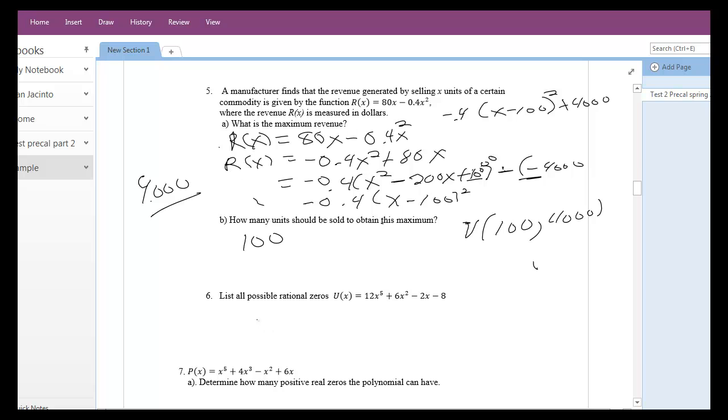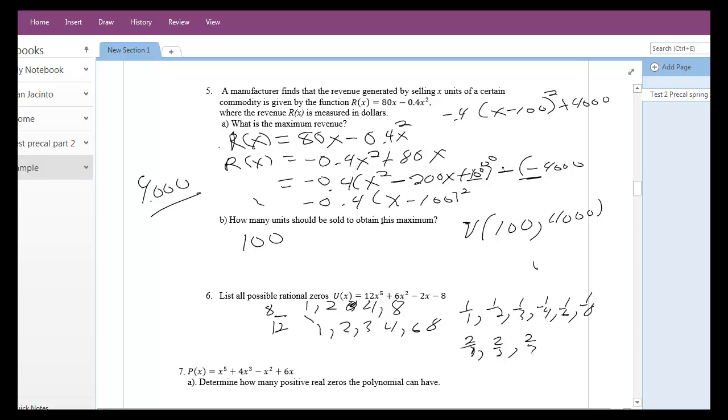List all possible zeros. That's 8 over 12. P's and Q's: P is 1, 2, 4, and 8. Q is 1, 2, 3, 4, 6, and 12. Everybody got to dance. So the 1's going to dance with who first? Everybody. 1 over 1, 1 over 2, 1 over 3, 1 over 4, 1 over 6, 1 over 12. Now the 2's got to dance. 2 over 1, 2 over 2, 2 over 3, 2 over 4, 2 over 6, 2 over 12. Continue to do that. Reduce, put plus and minuses, see what you got.